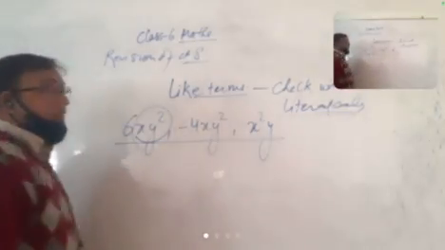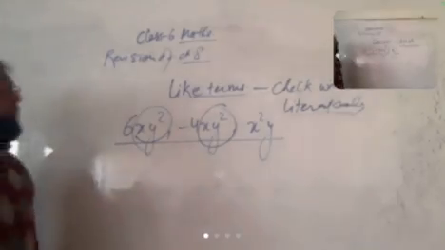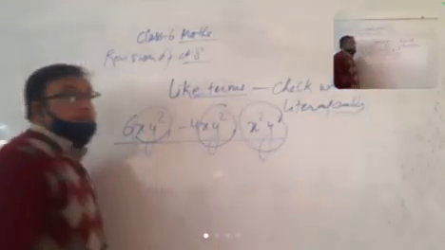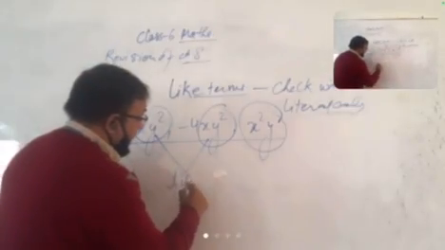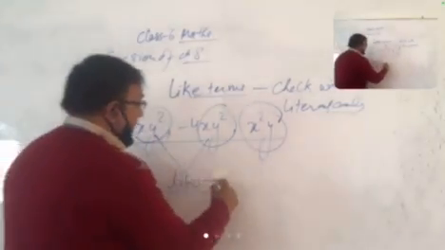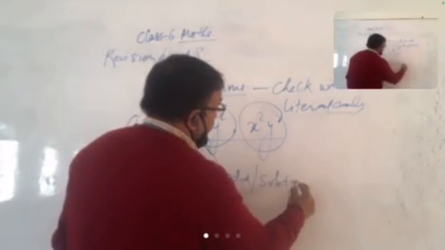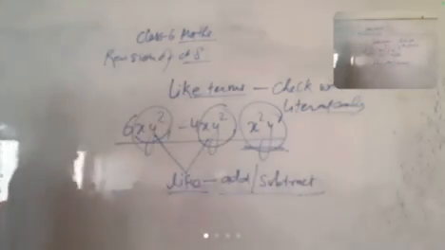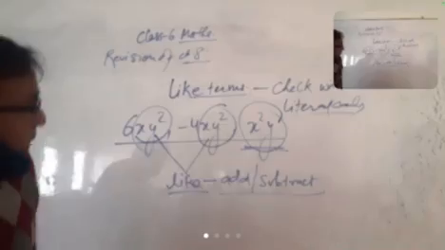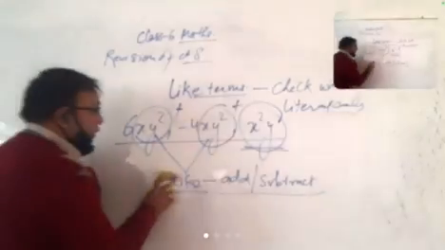जैसे यहां पर क्या लिखा हुआ है? xy square. यहां पे क्या लिखा हुआ है? xy square. यहां पे क्या लिखा हुआ है? x square y. So means these two are like, and we are able to add. If it is like, then we add it or subtract it. If it is unlike, then we don't do anything. For example, if we suppose there is a sign plus plus, then how we do?